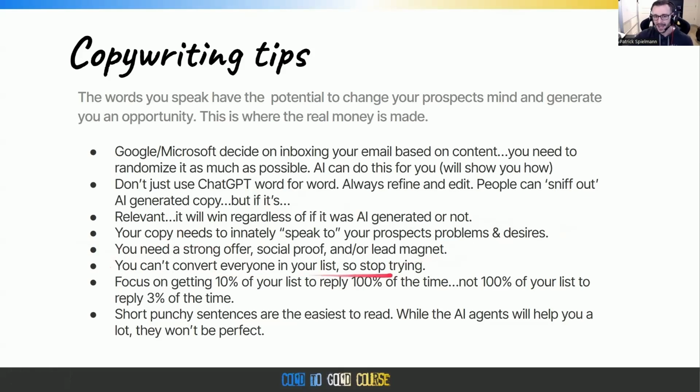But I want you to think about this: you can't convert everybody on your list. So you need to stop trying to convert everyone. I have a saying: focus on getting 10% of your list to reply 100% of the time, not trying to get 100% of your list to reply 3% of the time. So we want to appeal to and really stand out to the people that are most likely to take an action. And I'll teach you how we can do this. And we want to use short, punchy sentences that are easy to read.